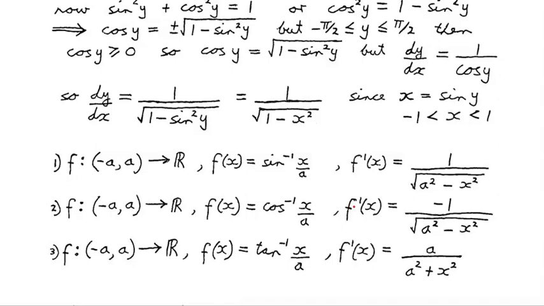Let's say f is a map of the open interval minus a to a into the reals, where f of x is inverse cos of x on a. Then f prime of x will be minus 1 on the square root of a squared minus x squared.